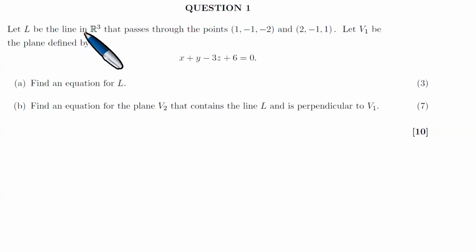Let L be the line in R3 that passes through the points (1, -1, -2) and (2, -1, 1). Let V1 be the plane defined by this. So we have a plane whose equation has been given to us. And the first question says, find an equation for L. So we need to find an equation for the line.